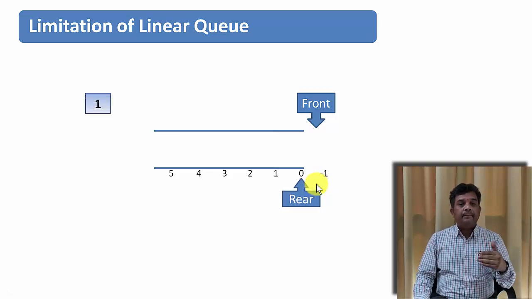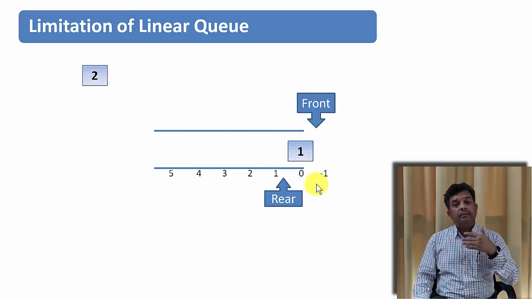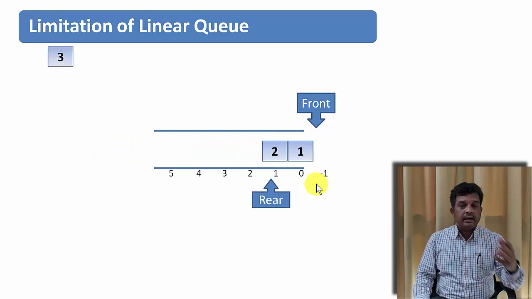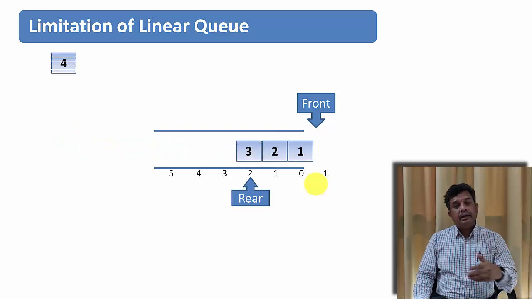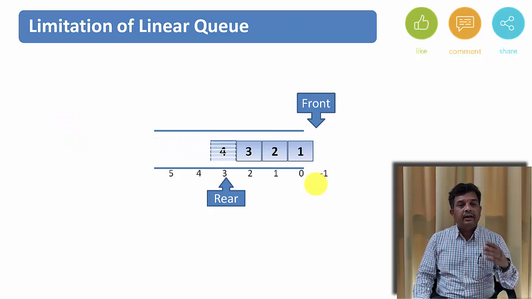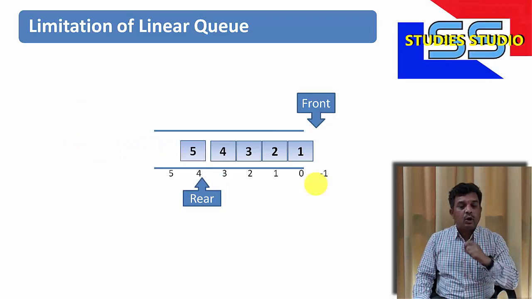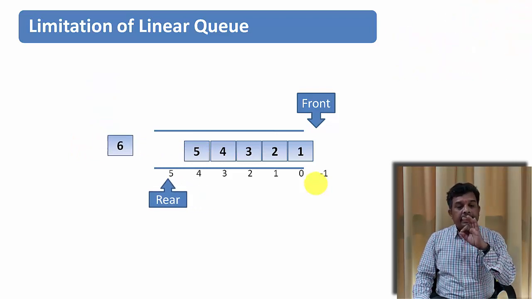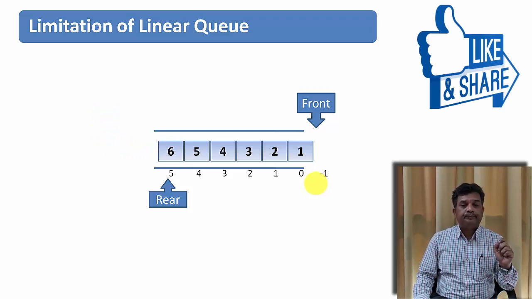So one data came, so rear is increased by 1. Another data came, rear is increased by 1 again. Another data came, we increment rear and add the value at the rear. Let us add a few more data. So 4 got added, 5 got added, and let us say 6 also. So there are locations 0 to 5, and in these locations data 1 to 6 are inserted.